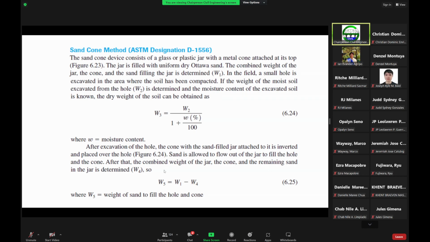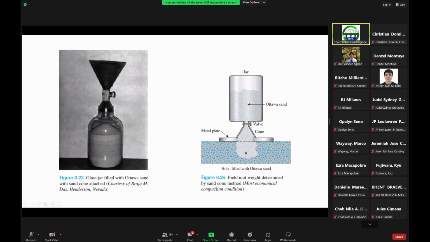We call that capital W sub 4, in such a way that if we subtract W sub 4 from W sub 1, it will give us capital W sub 5, which is the weight of the sand needed to fill the hole as well as the cone. Take note, that's the weight of the sand that would fill the hole plus the cone. This one here.